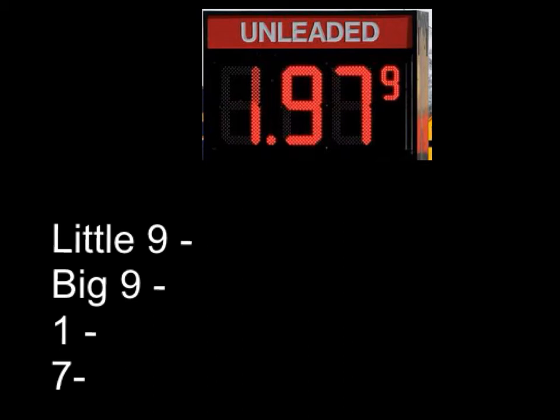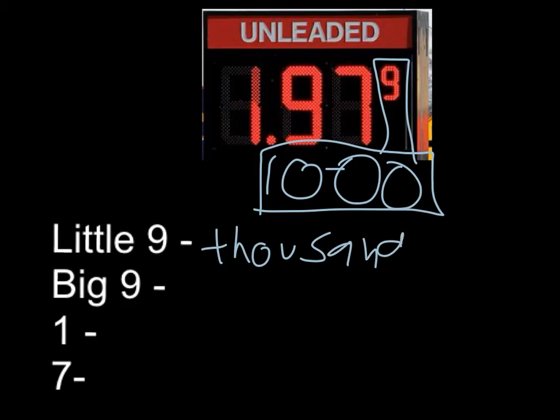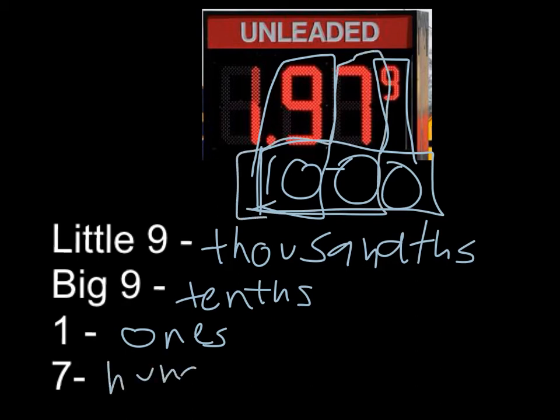Alright, hopefully you've solved this. First thing I'm going to do before I try to solve it is put my 1,000 underneath it. Then I'll look. So my little 9 is right here, and underneath it I have a 1,000. So that would be my thousandths. Now under my 9 I have a 10, so that would be my tenths. My 1 is to the left of the decimal, so that's actually my ones place. Then my 7 I have a 100 underneath, so that would be hundredths.